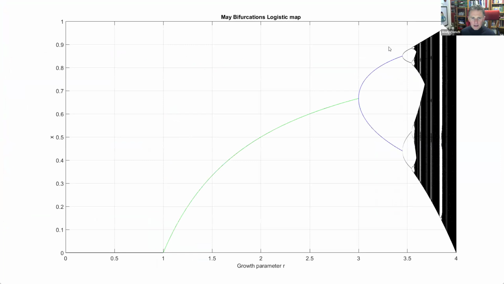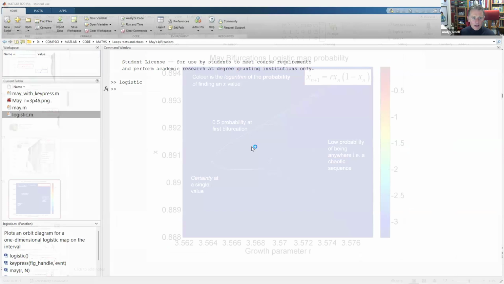So here's my logistic map. I'm not sure I can, hello. Let's see, is this getting out? Oh, whoops, I've done something bad here. Right, bear with me. I might have to cancel that. Sorry, I think it's not working very well with my screen. So I'm just going to quit MATLAB. Let's just get rid of that one. End task. There we go.